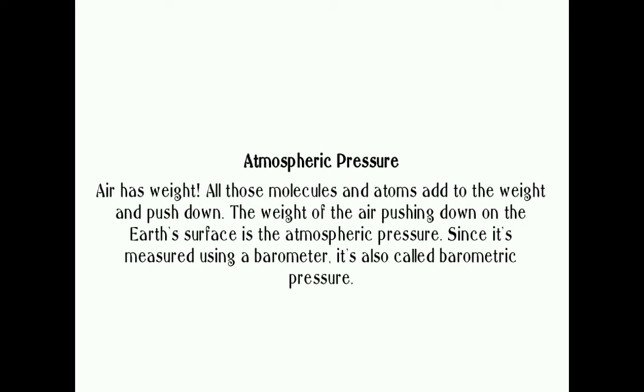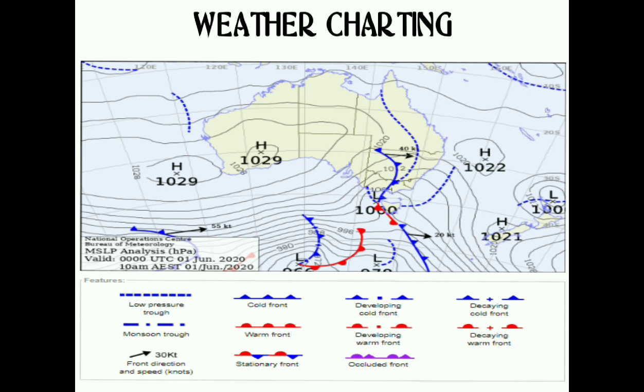Next one is atmospheric pressure. Air has weight. All those molecules and atoms add to the weight and push down. The weight of the air pushing down on the Earth's surface is the atmospheric pressure. Since it's measured using a barometer, it's also called barometric pressure. Now let's move on to weather charting.